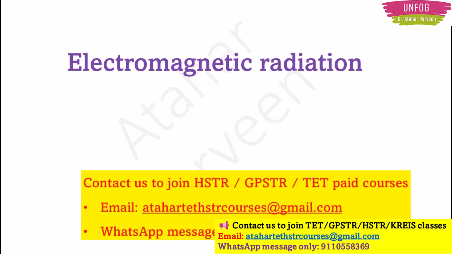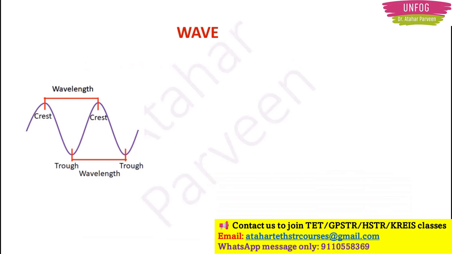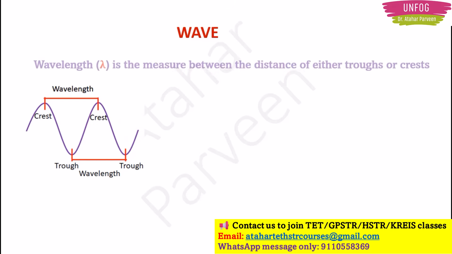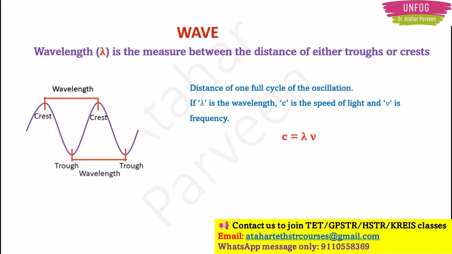Now let's talk about the light wave. A light wave looks like this. It will have a crest, it will have a trough, and that light wave will have a wavelength, and also it will have energy. First, let's talk about wavelength. What is wavelength? Wavelength is the measure of the distance between 2 troughs or 2 crests. This is one definition for wavelength. If I want to explain it in another manner, wavelength is nothing but the distance of one full cycle of the oscillation or one full vibration of the wave. Okay, that will be the wavelength.